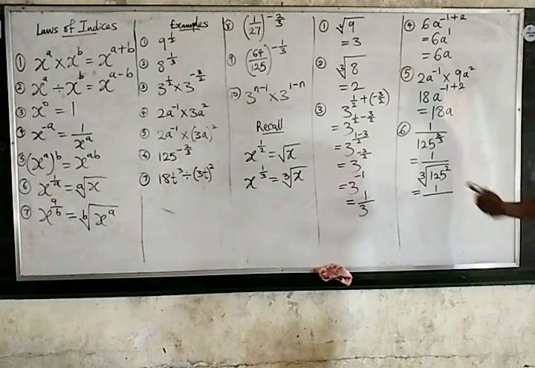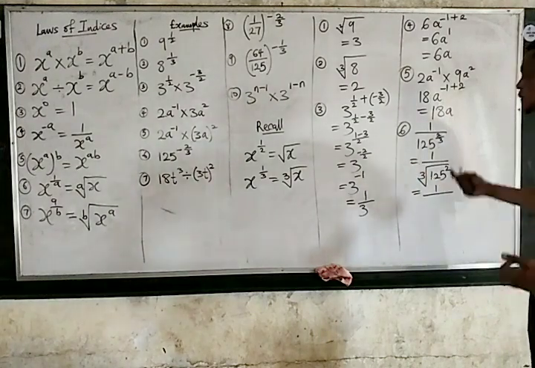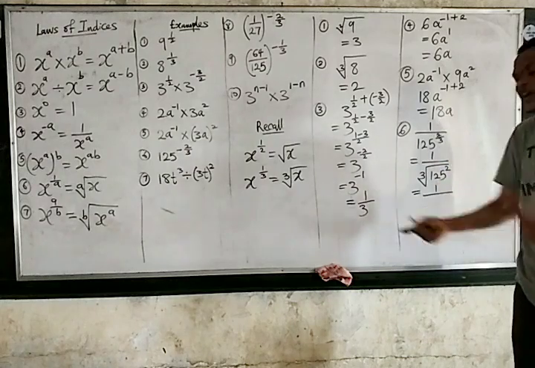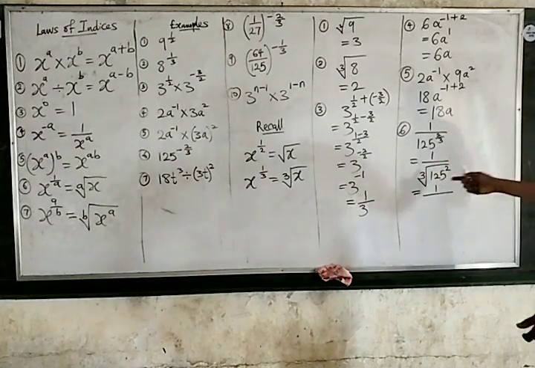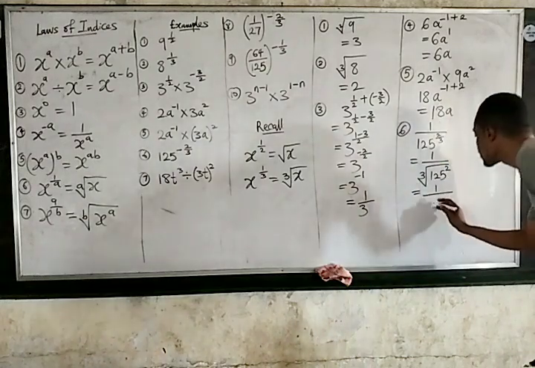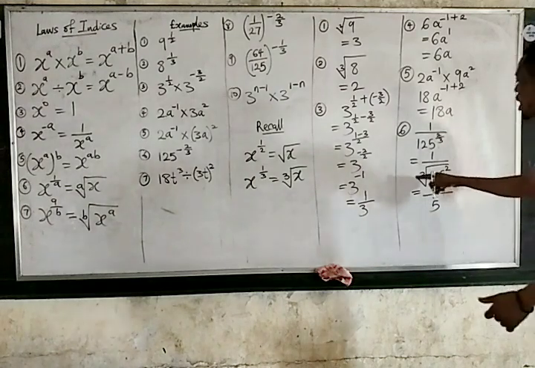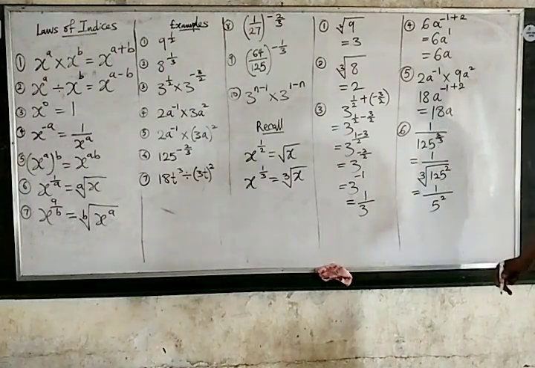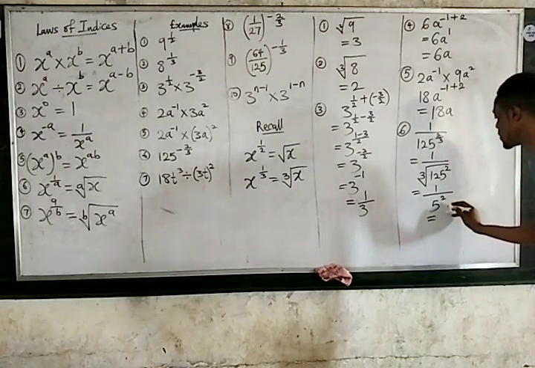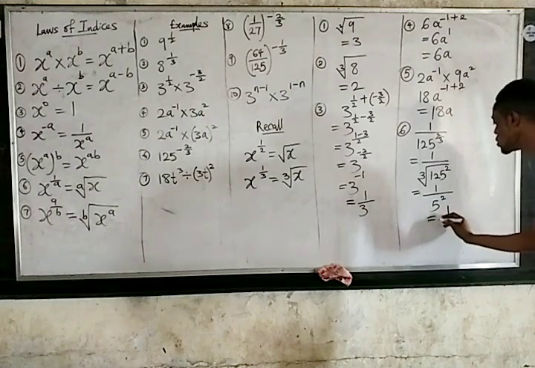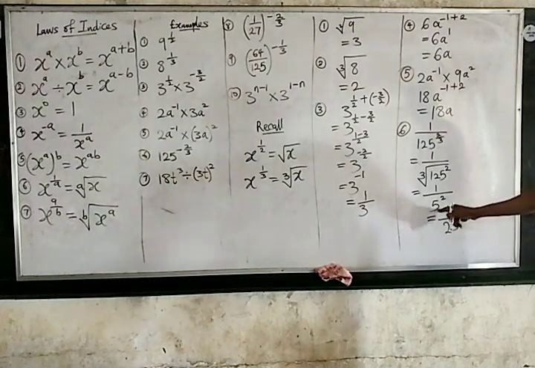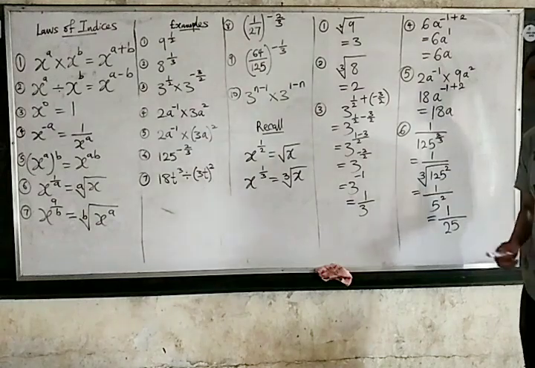The cube root of 125 is going to be 5. What are those 3 things that you multiply to give you 125? 5 multiplied by 5, you have 25. Then 25 multiplied by 5, you have 125. So the cube root is 5. Having solved the cube root, we are left with raised to the power of 2. So we raise it to the power of 2. We finalize the solution by having 1 all over 25, because 5 raised to the power of 2 will give us 25.